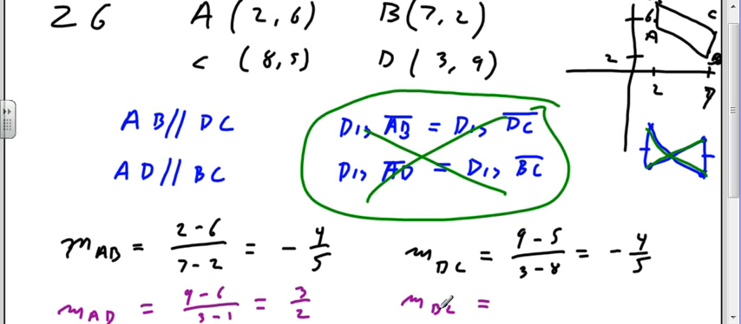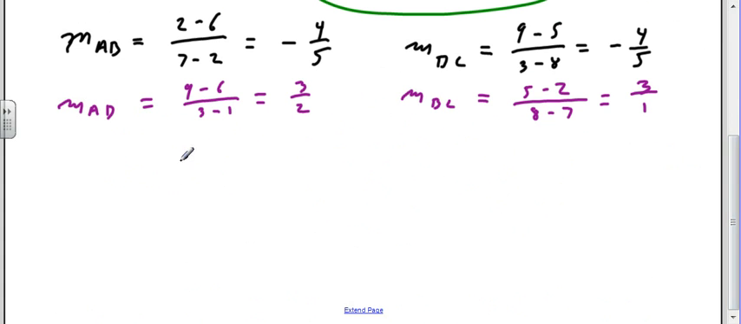All right, so BC, change in y, 5 minus 2. Change in x, 7 minus 8. Or is it 8 minus 7? 8 minus 7. 3 over 1. They're not parallel. They aren't parallel? So the answer would be no. No parallelogram.